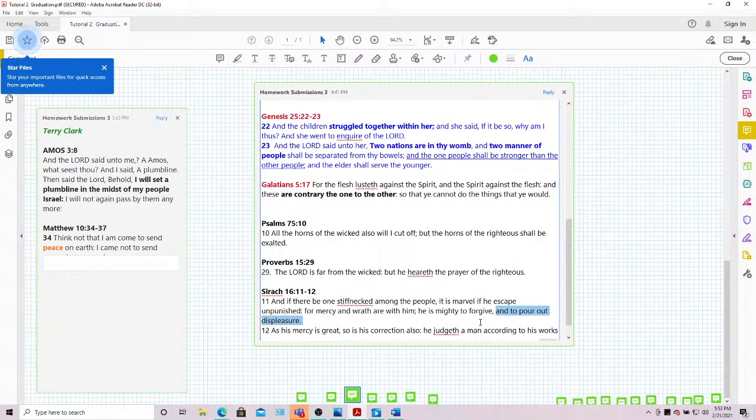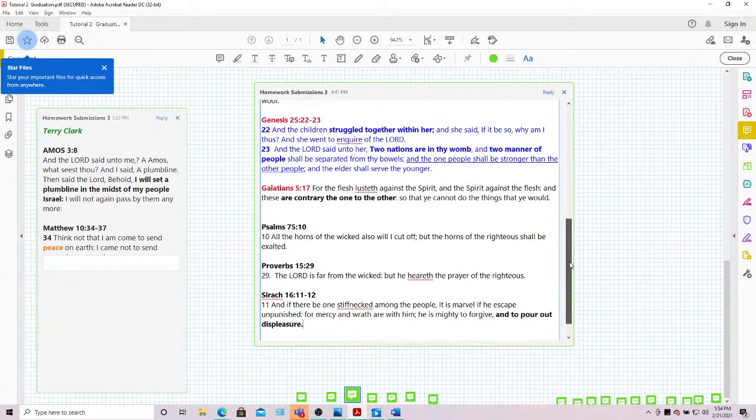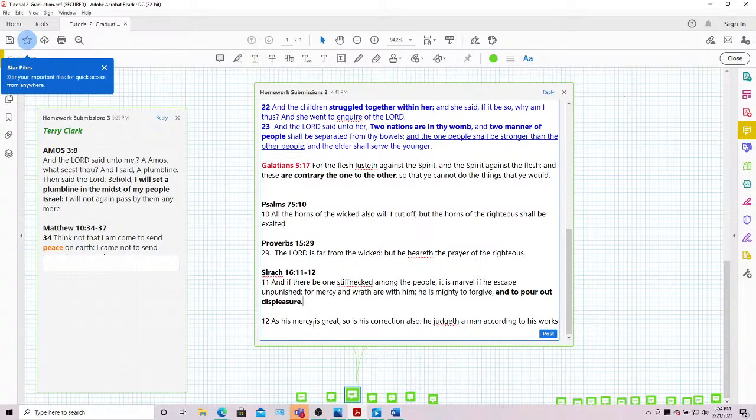So can't forget that side, because the Christians, they always talk about God's merciful side, and we don't talk about that displeasure side. He is mighty to forgive and to pour out displeasure. And let's go down some more. As his mercy is great, so is his correction also. He judges a man according to his works. And that's exactly what was going on with Jacob and Esau, and it's going to happen with every last one of us too. So Sister Barbara, then she did good as well.